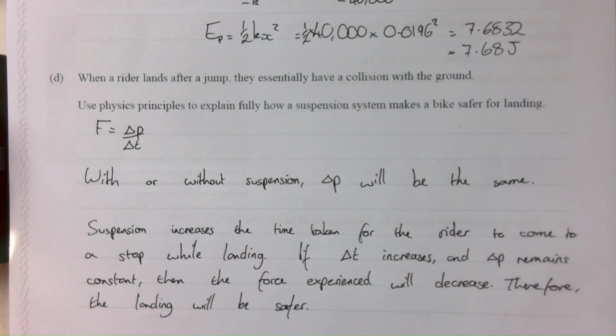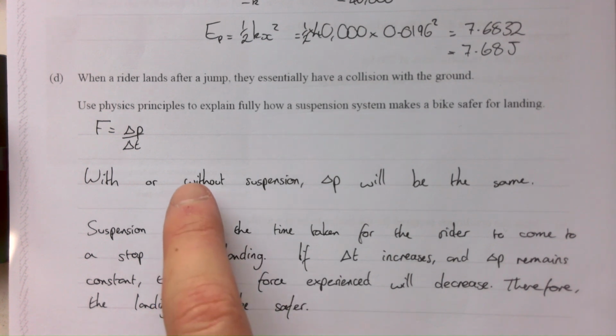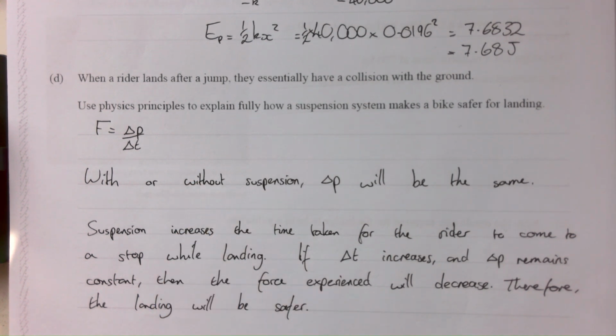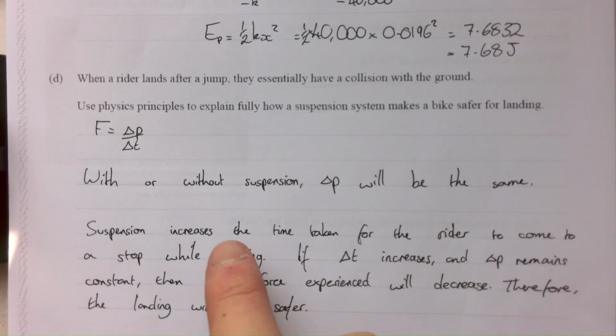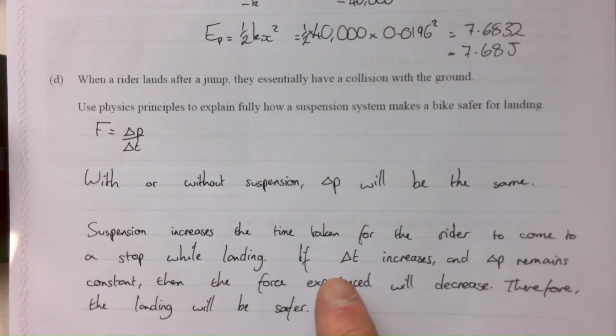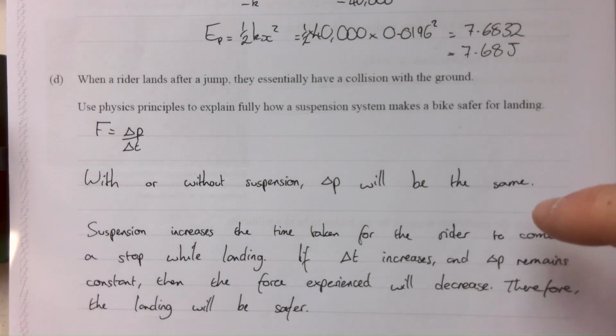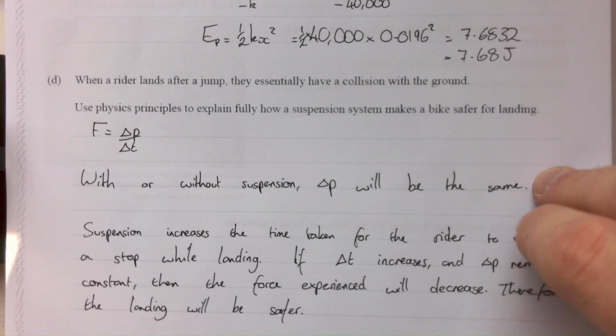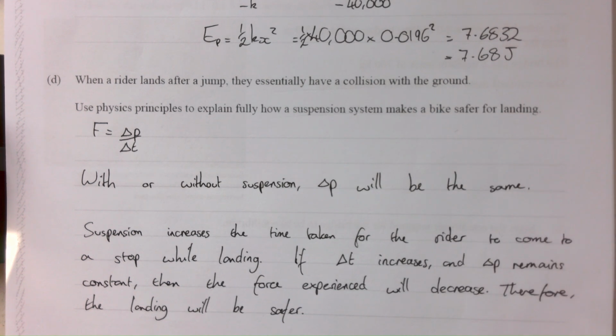Okay, and so if you make an answer that's as full as that, that will be excellent. If you make essentially one of these different, or two of these different points, that gets you merit. So if you'd said suspension increases time taken, if t increases and force gets smaller, then that'd be merit. If you include the delta p staying constant, then that's enough for excellence.